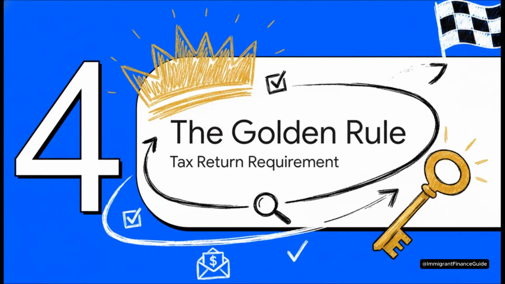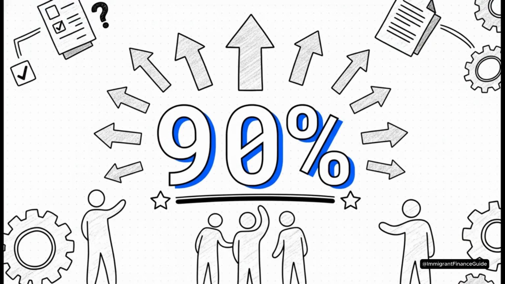We are so close to the finish line, but there's one more absolutely crucial step that so many people miss. I like to call it the golden rule of getting an ITIN. And this isn't some obscure rule. It applies to a whopping 90% of all applicants. So the odds are this definitely applies to you.